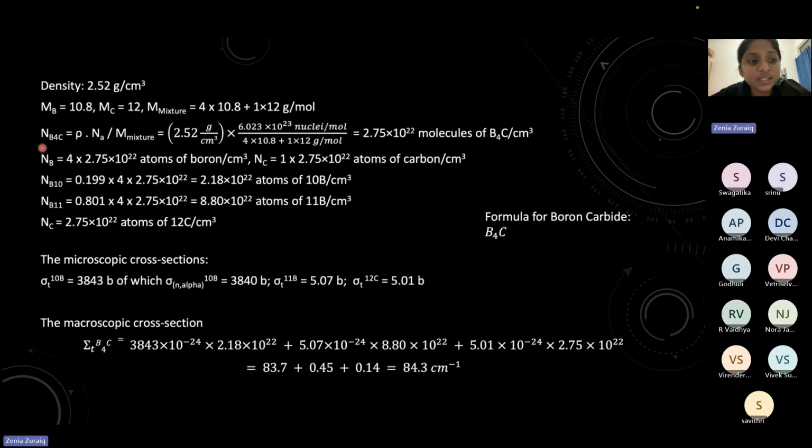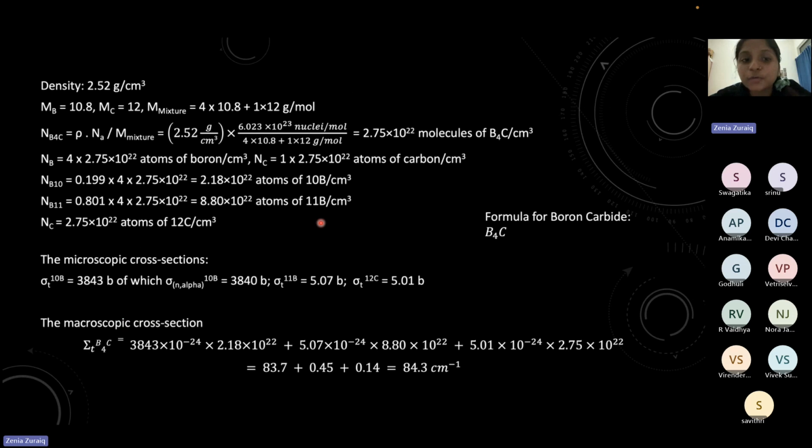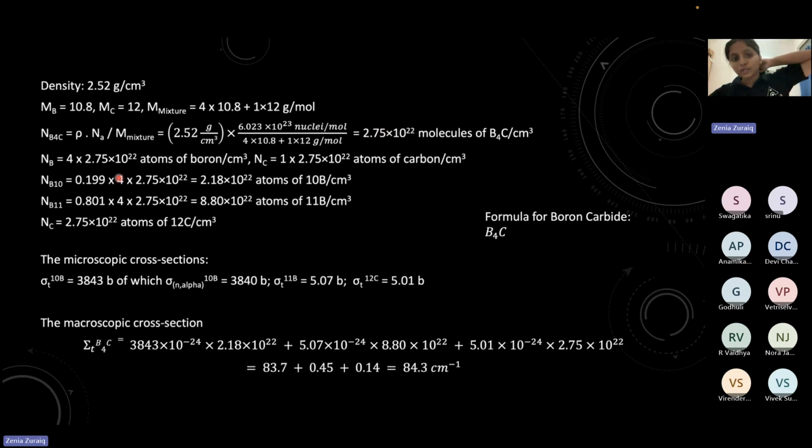So this is the number density of boron carbide. But of course, I can't just multiply, because I don't have the cross section of boron carbide, right? I have the total cross sections for boron 10, boron 11 and carbon 12 separately. So I need to find, of these 2.75 times 10 power 22 molecules, how many are boron 10, how many are boron 11, and how many are carbon. First of all, I know how to find boron and carbon. If there are 2.75 times 10 power 22 molecules of boron carbide, I know in every molecule there are 4 borons. So the number of boron atoms is just 4 times the number of molecules of B4C. And the number of carbon atoms is just the number of molecules, because for every molecule there is 1 carbon, right?